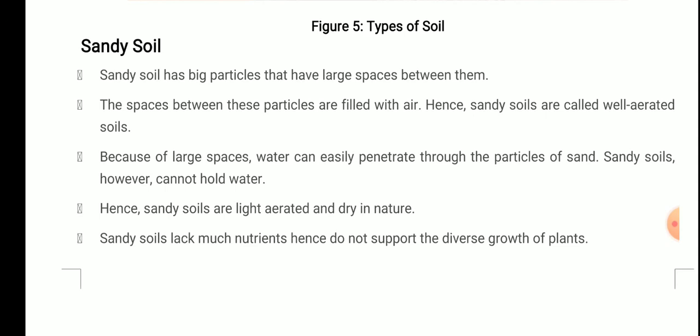These spaces have air filled in them, so it is well aerated soil. But the nature is that they cannot hold the water. Okay, so the sandy soils are light, aerated and dry in nature. Sandy soils lack much nutrients, hence do not support the diverse growth of plants.